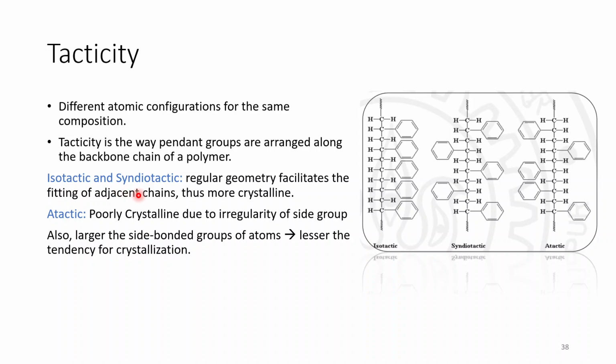Okay, and next is isotactic and syndiotactic, in which regular geometry facilitates the fitting of the adjacent chains, thus they are more crystalline. Atactic is poorly crystalline due to irregularity of the side groups. Also, the larger the side bonded groups of the atoms, the lesser will be the tendency for crystallization.